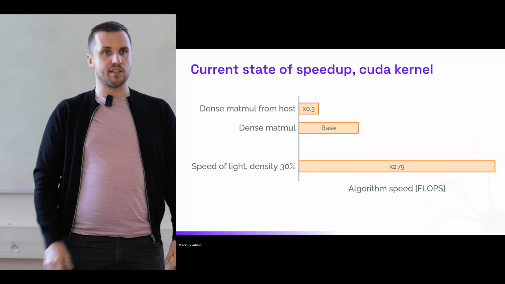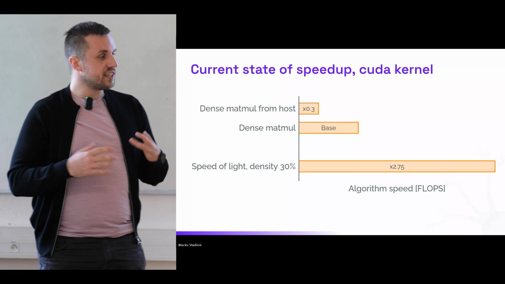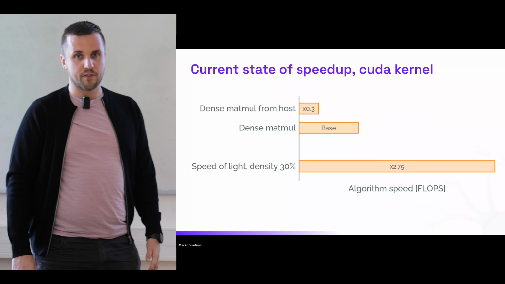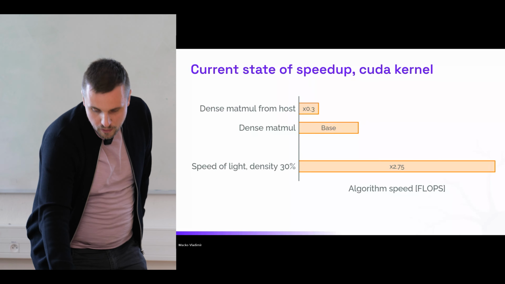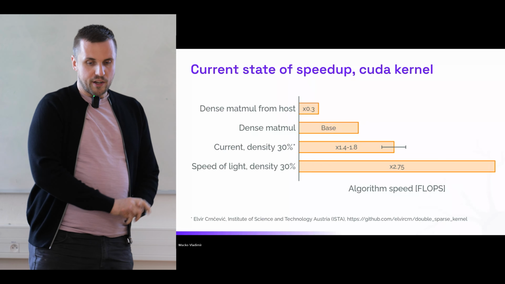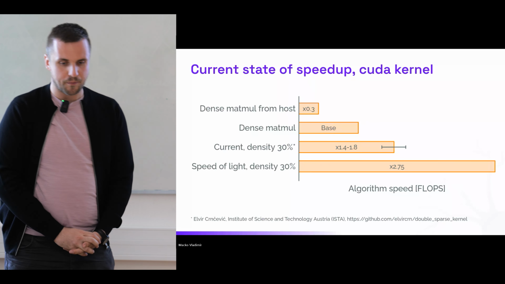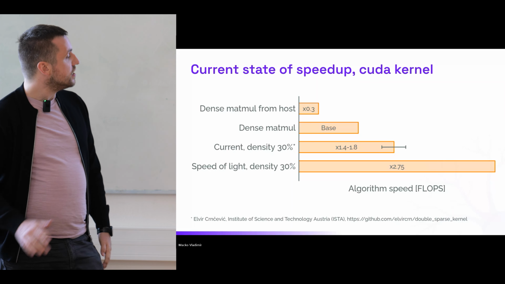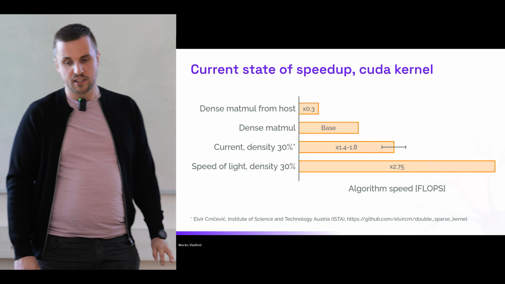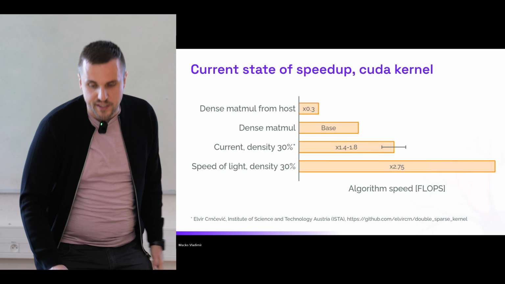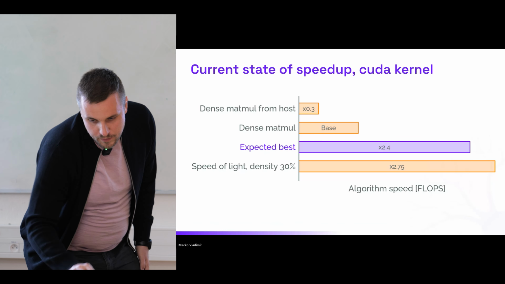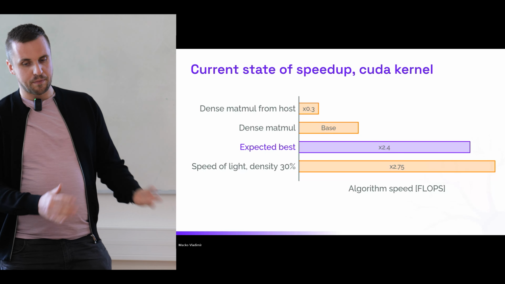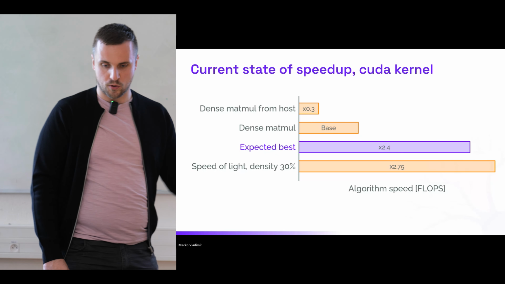If we look at a matrix with density 30%, the theoretical optimum that we could ever hope to achieve is something around 2.75x speedup compared to dense matmul. And thanks to collaboration with Elvir Crnčević from the Institute of Science and Technology Austria, ISTA, we currently have an implementation that achieves roughly 1.4 to 1.8x speedup compared to the dense matrix multiplication. And where we would like to get, and hopefully we'll get pretty soon, is something around 2.4x speedup for the same density.